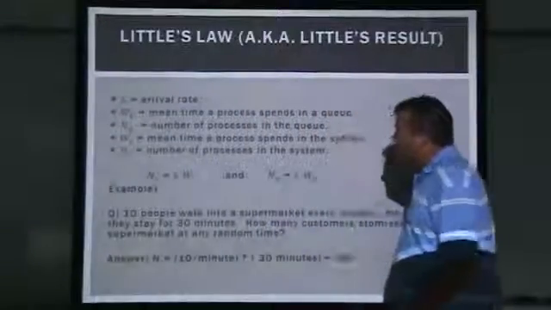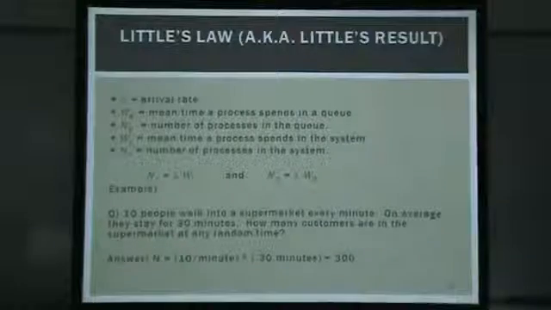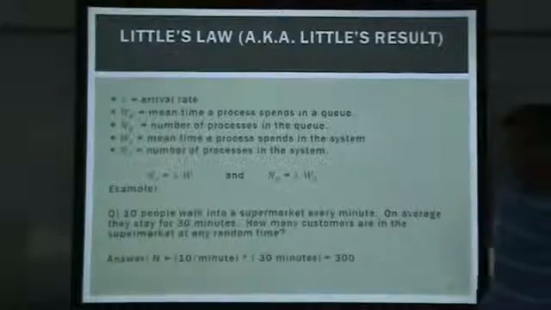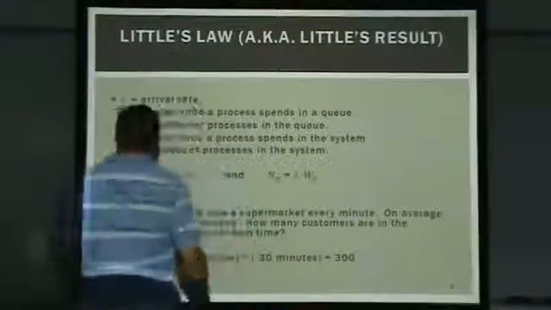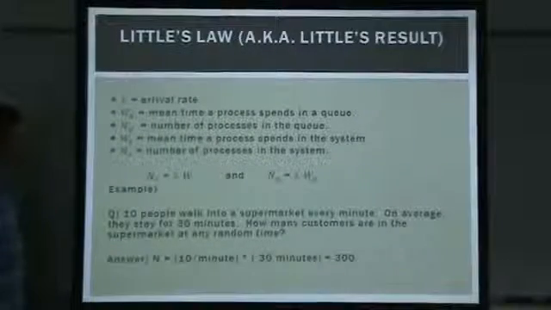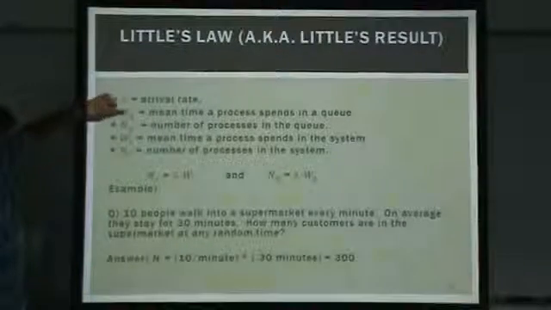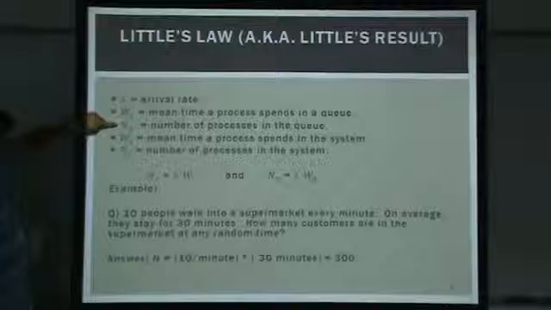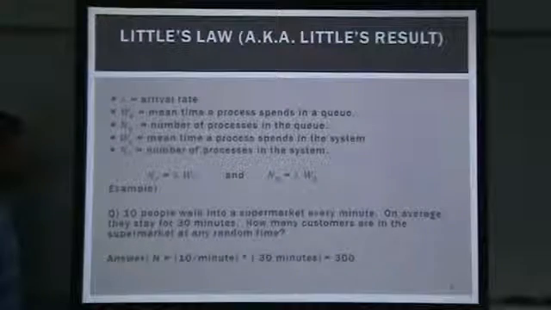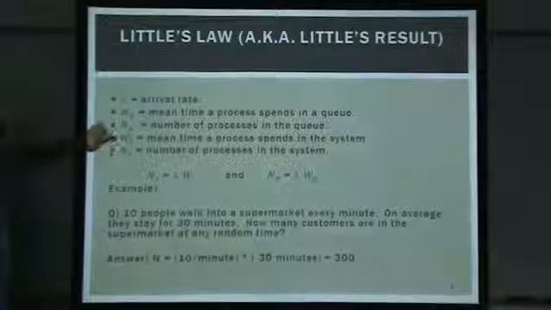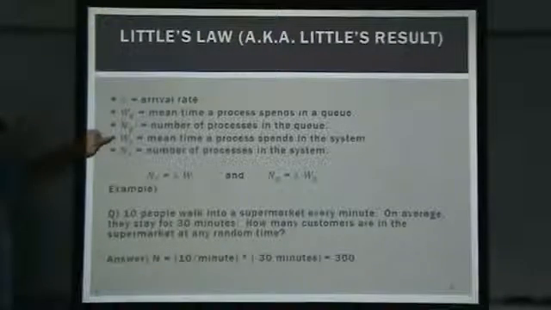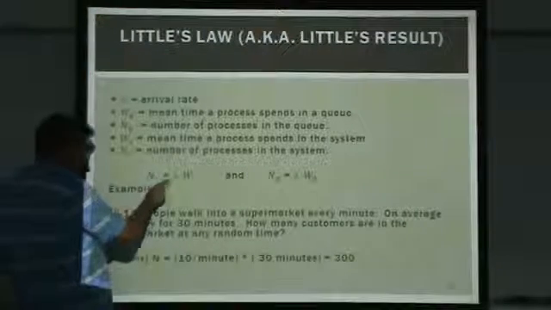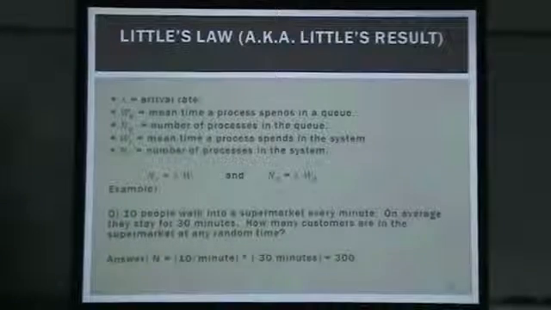Okay, then there's a famous result called Little's Law, and some textbooks refer to it as Little's result, and it's kind of an intuitive result about arrivals into a process. So once again, we have lambda is our arrival rate. W of the queue is the mean time a process spends sitting in the queue. The number of items in the queue could be n sub q. And then we can do the same thing for the whole system, the wait time and the number in our system. And Little's result, Little's law, is basically a formula that says the number in the system equals the rate into the system times the wait time.